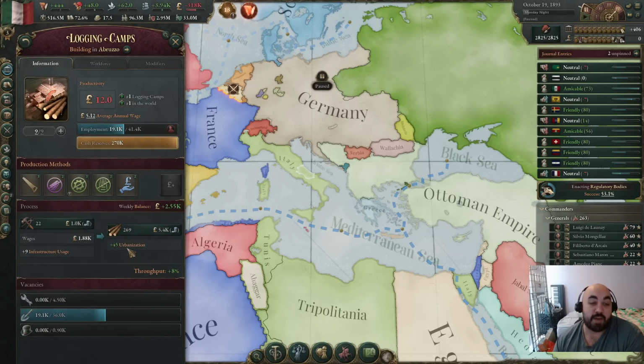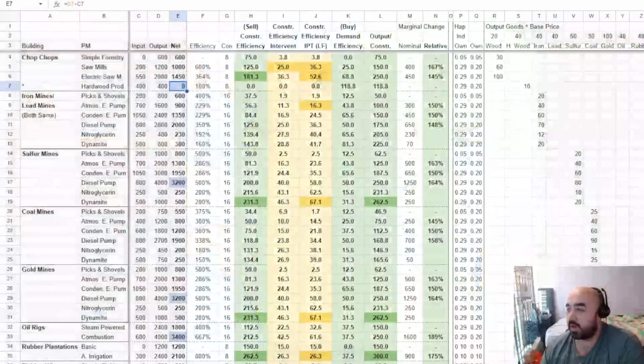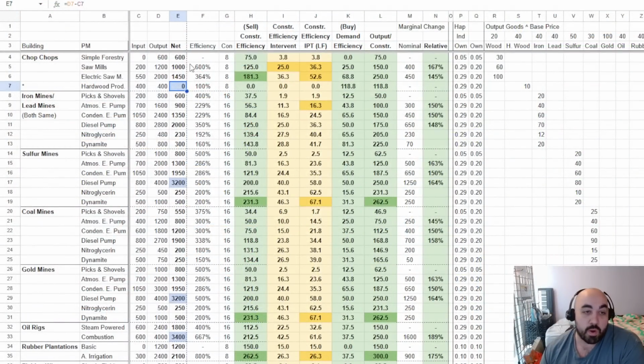Whenever you are evaluating a PM, in the case of the logging camps, let's jump back into our spreadsheet here. Whenever you're evaluating a PM, you have to keep in mind that this net would dramatically change if the good that's getting output has a different price.